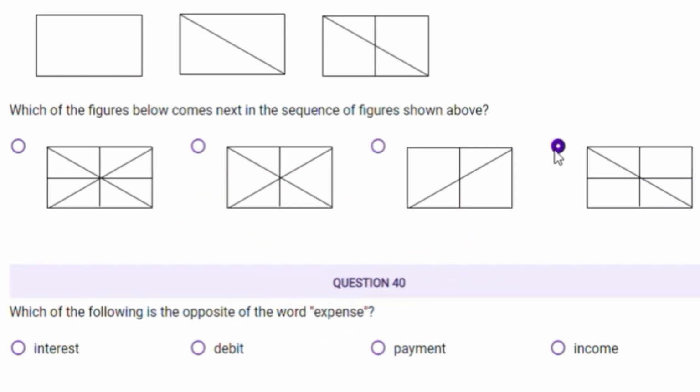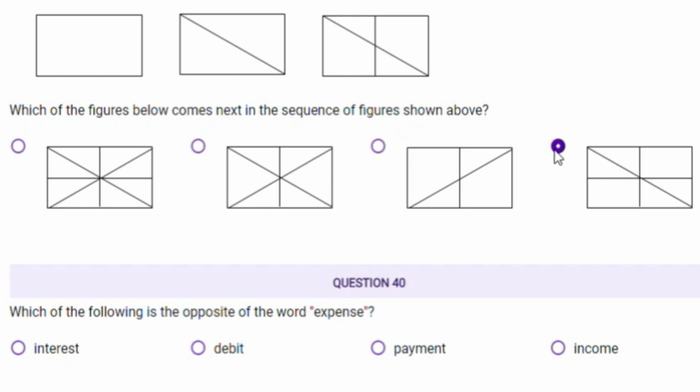Question number 40. Question, which of the following is the opposite of the word expense? Explanation of the question. This question tests your vocabulary and understanding of opposites. You must choose the word that has the opposite meaning of expense. Answer, option 4, or income.